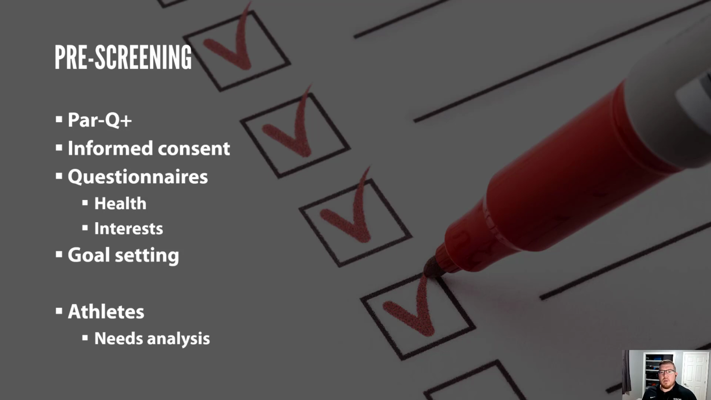Okay, so pre-screening with individuals before we start working with them. We're going to go over some forms that we would use with them to gather information to make a better informed decision about how we would go about providing training. So we're going to talk about a PAR-Q Plus form. We're going to talk about informed consent. We're going to go over some different types of questionnaires we can use. We can talk about health questionnaires, personal interest questionnaires, just trying to get to know the individual a little bit more. Like I said before, we're going to discuss goal setting, and we're going to go over needs analysis.